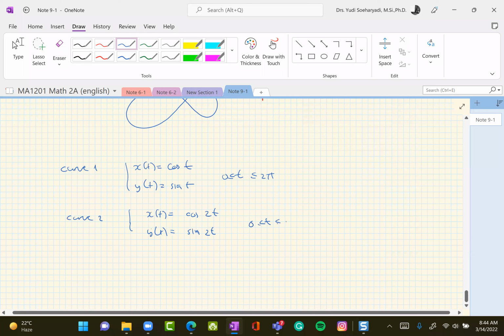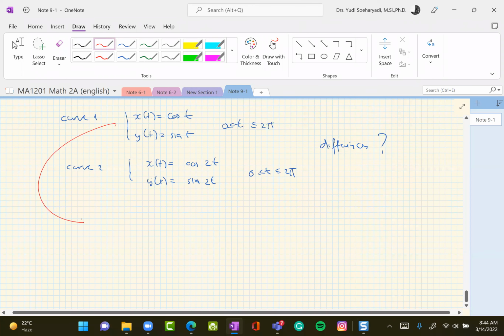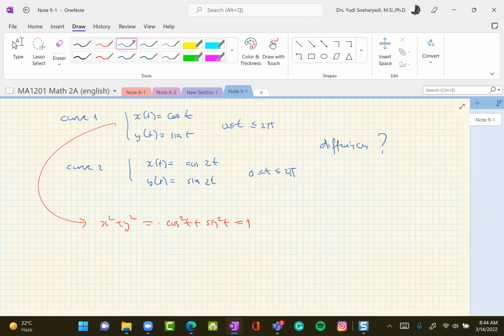T again is 2 pi. So what's the difference? Because from 1, you get x squared plus y squared equals 1. Right? Okay. Just step by step. Cosine squared t plus sine squared t equals 1. Okay. So you get the picture going.